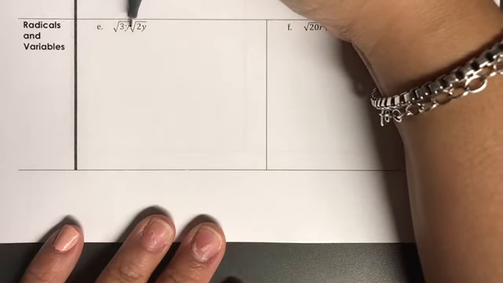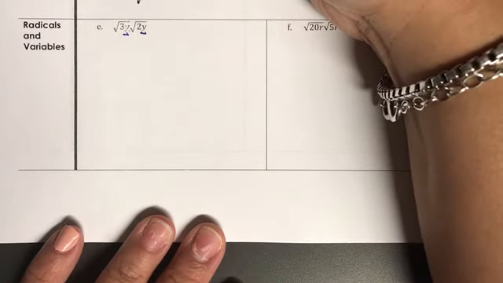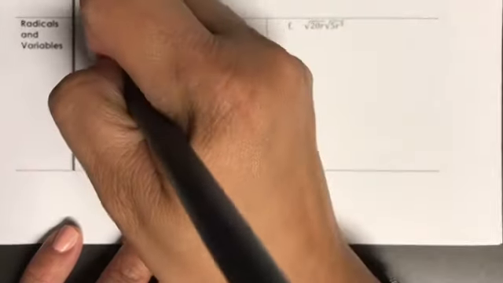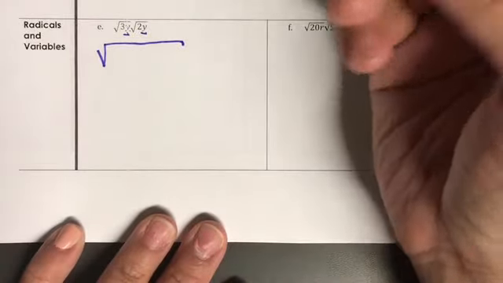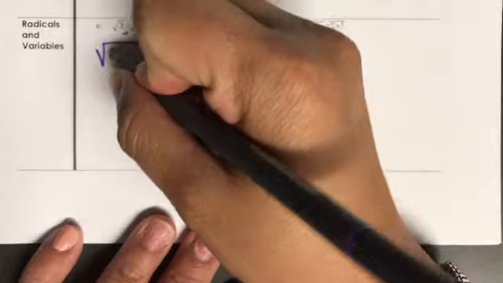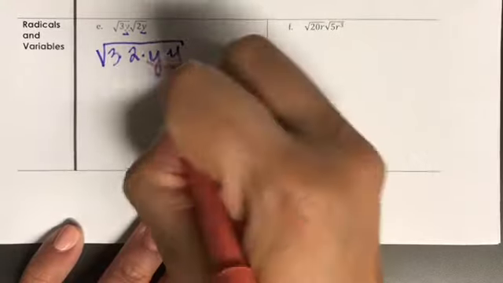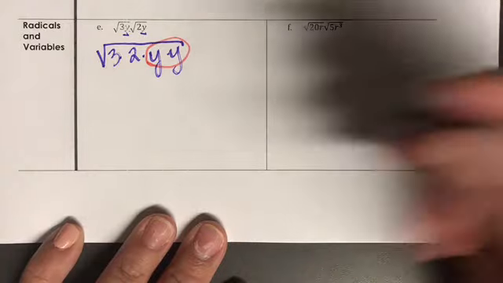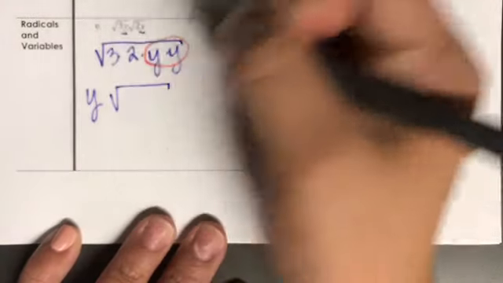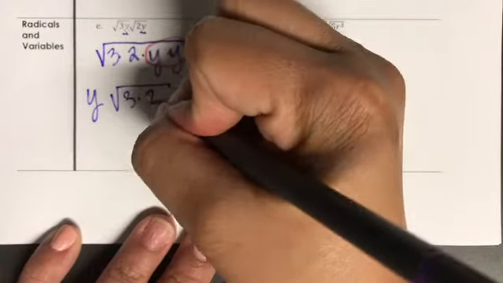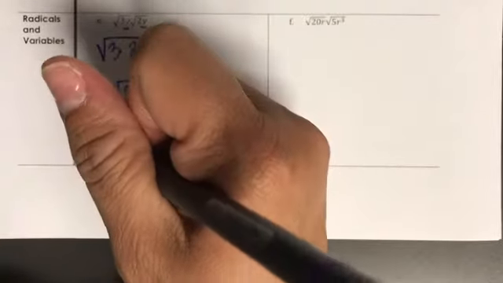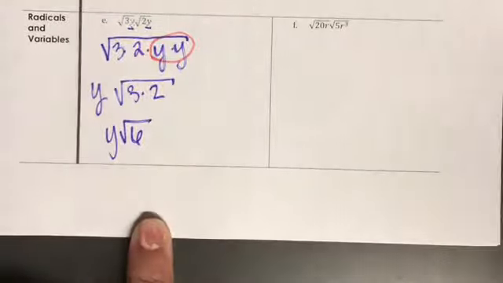So I can see right here that I'm automatically going to have a perfect square, and I know that 2 and 3 are prime numbers. So let's multiply this underneath one radical. I'm going to write the square root, and I have 3 times 2 times y times y. I have a perfect pair or perfect square right here. So I'm going to take one of those out, say y times the square root of 3 times 2. 3 times 2 equals 6. I know that it's not a perfect square, so my solution is y times the square root of 6.